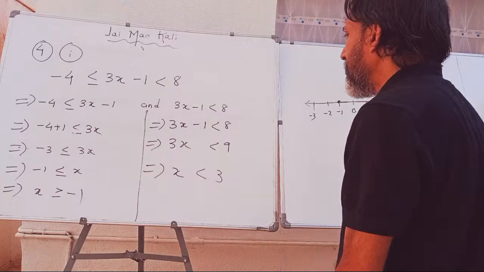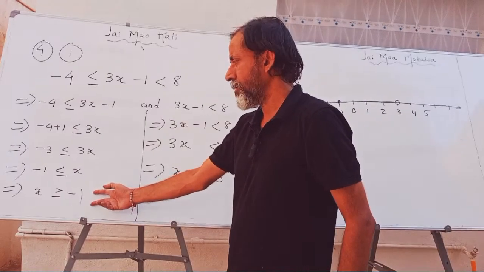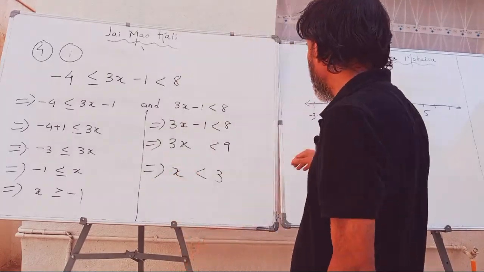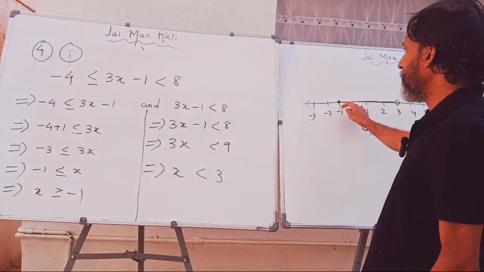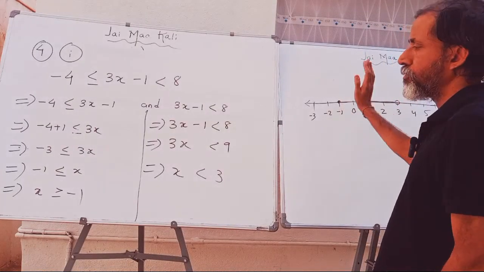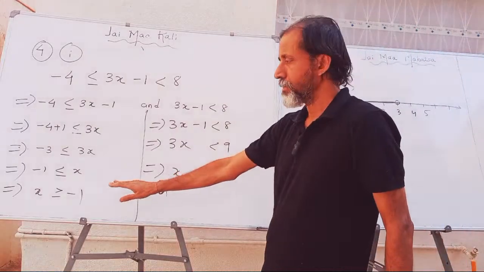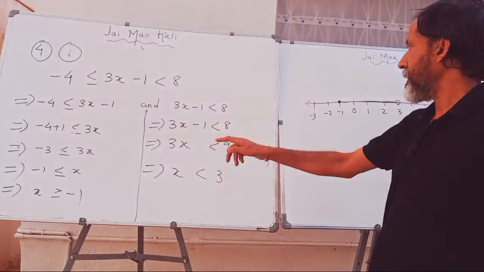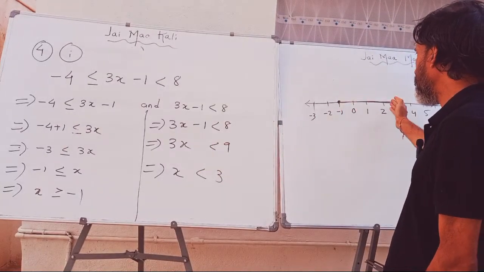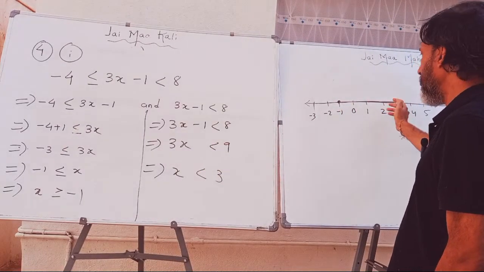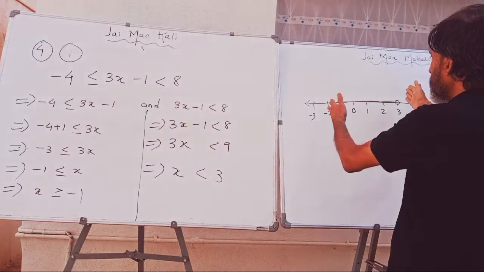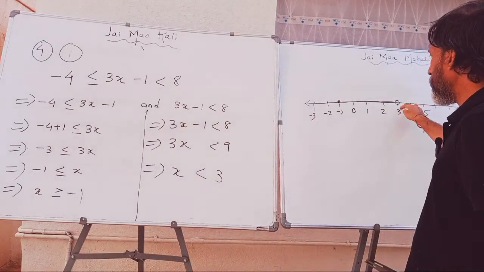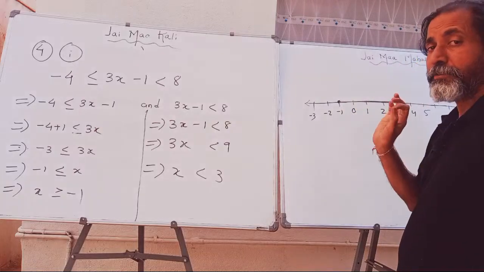See, in this case, x is greater than or equal to minus 1. So, you know minus 1 is there on the number line. Anything to the right is a potential solution for x. But also we know x is less than 3, which means x can be to the right of minus 1 and left of 3. So, this is where the solution lies. But is 3 included? Is minus 1 included? That we have to see.